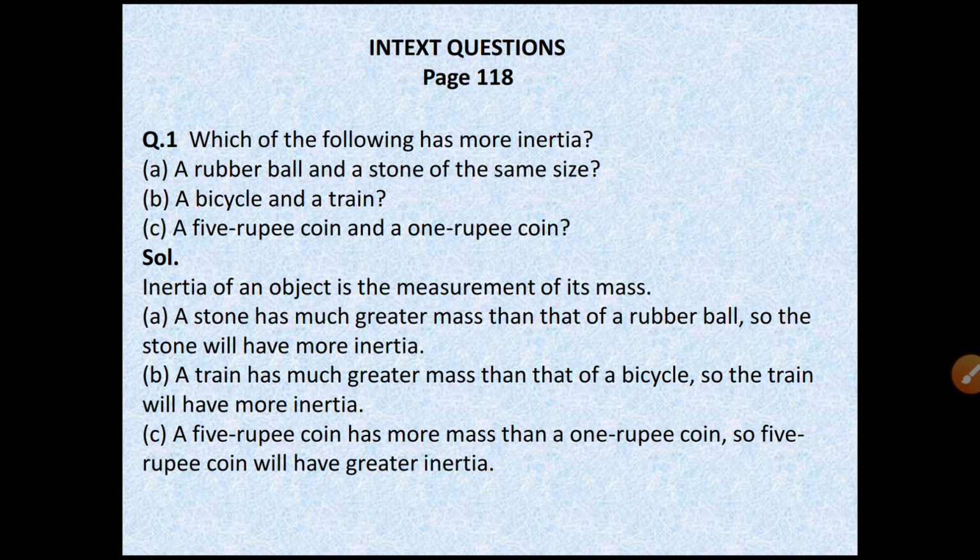Similarly, a 5 rupee coin and a 1 rupee coin. The 5 rupee coin is thick, hence it has more mass, and as it has more mass, it has greater inertia. Now in the next lecture we will look at momentum.